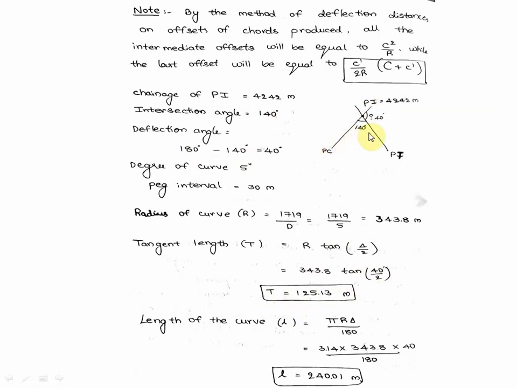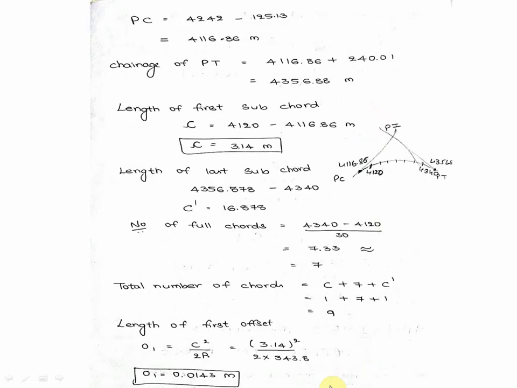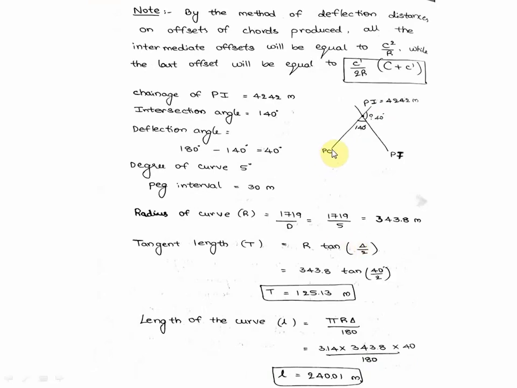Next, you have got this distance. Now you have to calculate the length of the curve. Length of curve, small l, equals pi R delta by 180. So pi times 343.8, with delta 40 degree, divided by 180. The length of curve you will get is 240.01 meter. So this curve length is 240.01 meter.